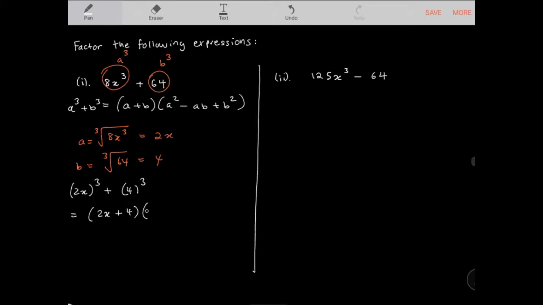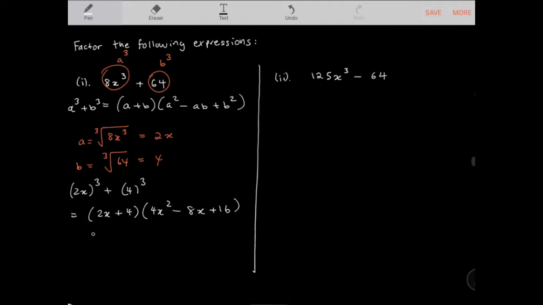which is 2x squared, so that's 4x squared, minus ab, which is 4 times 2x, which is 8x, plus b squared, plus 16. Okay, and if you wanted to, you can simplify these factors a little bit more, because you can see that they have common multiples.